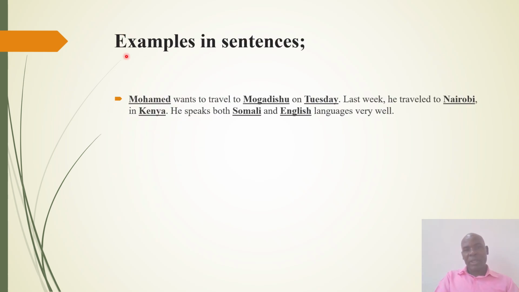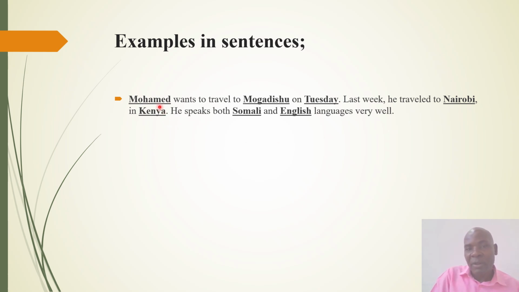In our example here, I wanted to take note of the proper nouns that are appearing in this short paragraph. You will notice that all the proper nouns are starting with the capital letters, irrespective of where they are, and that is the key. That is what is required. Anytime you are talking about proper nouns, that is what you are expected to do. So always remember. Look at our example. Muhammad wants to travel to Mogadishu on Tuesday. Last week, he traveled to Nairobi in Kenya. He speaks both Somali and English languages very well.